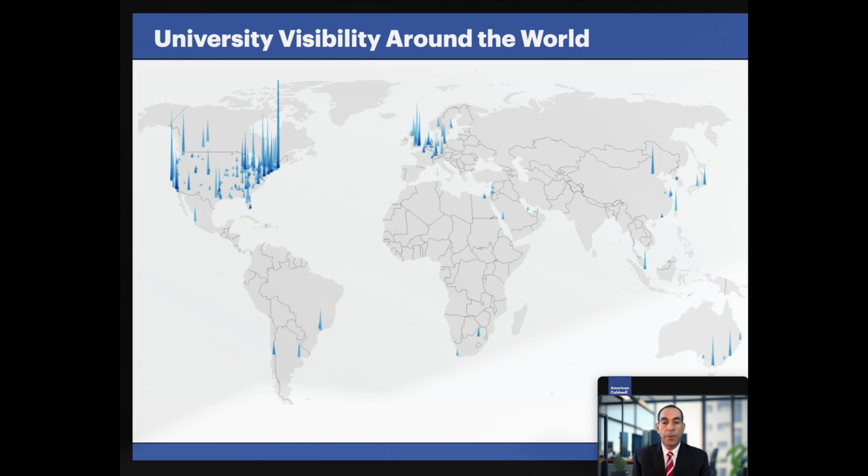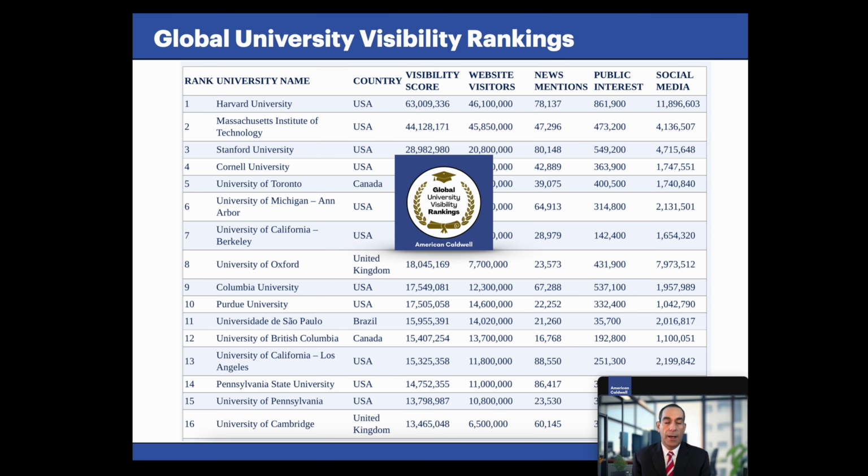So as you know, people are doing ads to raise visibility of their institution. And so this is a map that we've done for universities to show the visibility around the world based on their visibility score. As you know, we're publishers of the Global University Visibility Rankings. And we are going to be issuing the next edition of that this June. So stay tuned for that.